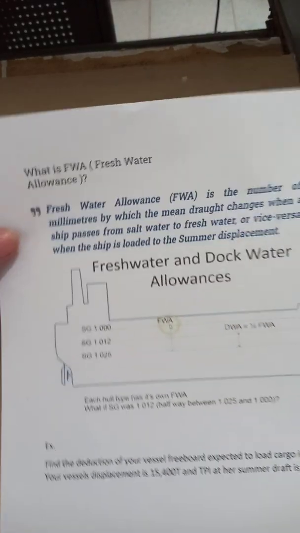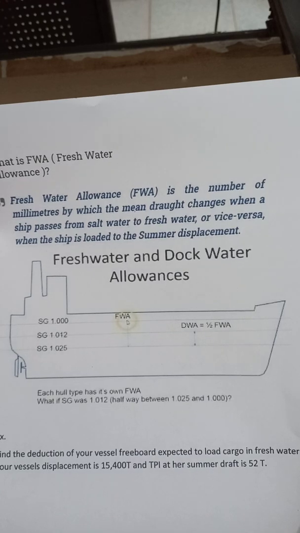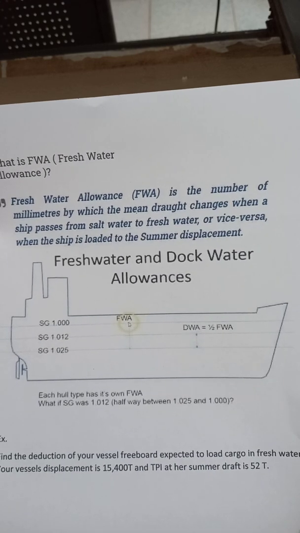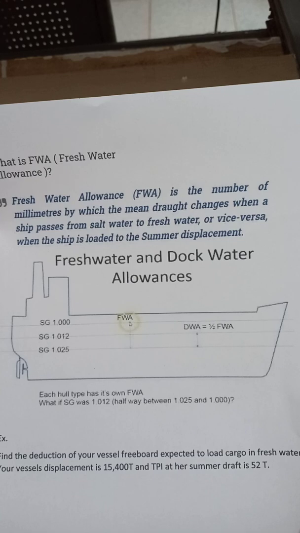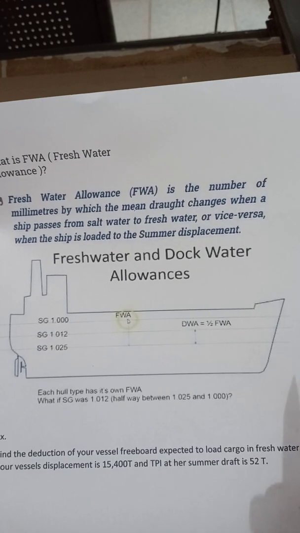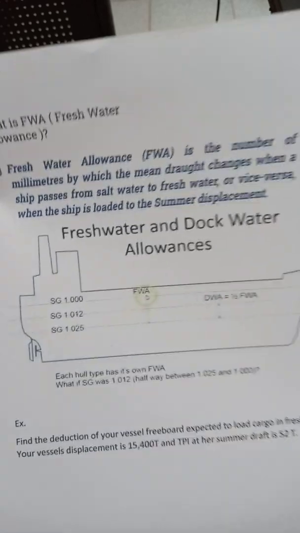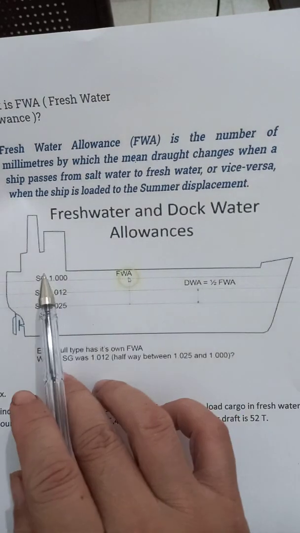Okay, so what is freshwater allowance? Freshwater allowance is the number of millimeters by which the mean draft changes when a ship passes from salt water to fresh water, or vice versa, when the ship is loaded to the summer displacement. So, this is the illustration, no?